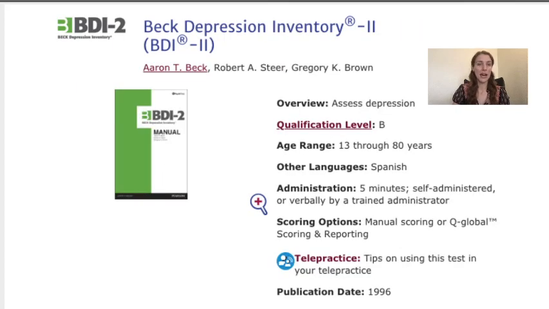All right, the BDI, the Beck Depression Inventory. We've talked a little bit about this in class as well. This is a very well-known measure. It's very quick to take. Here it says 5 minutes, self-administered. But this is qualification level B, all right?